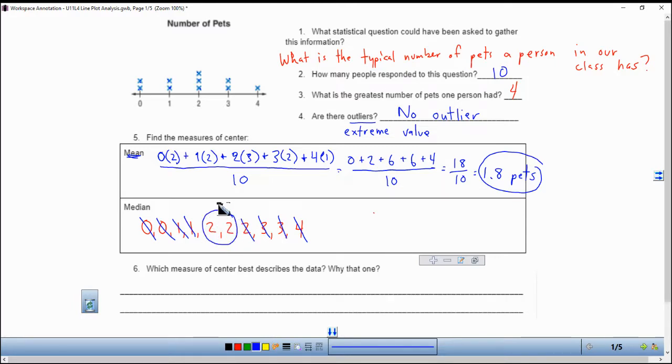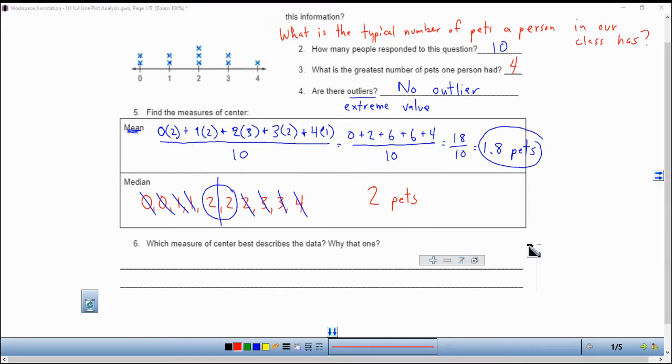Since there's 2 in the middle, we have to find the number that's exactly between these two numbers. What number is between 2 and 2? It's 2. So the median is 2 pets, which is, again, pretty close to the middle. That's about the middle of the data.